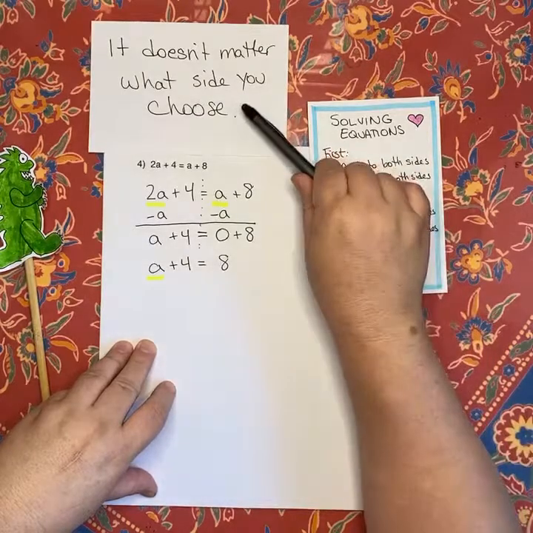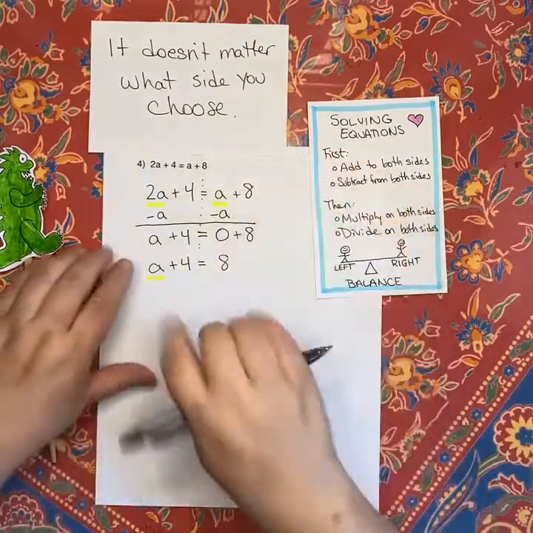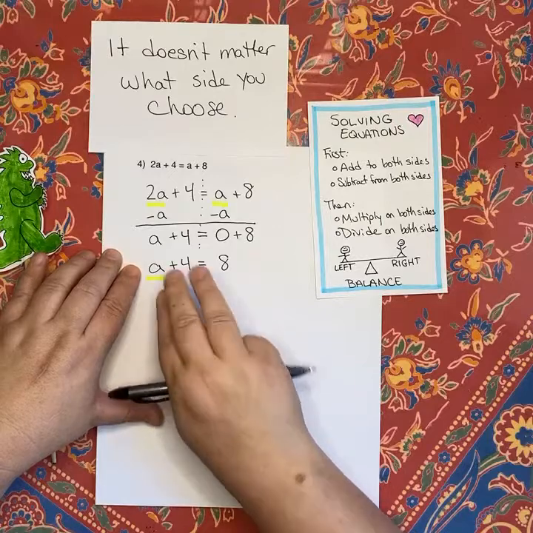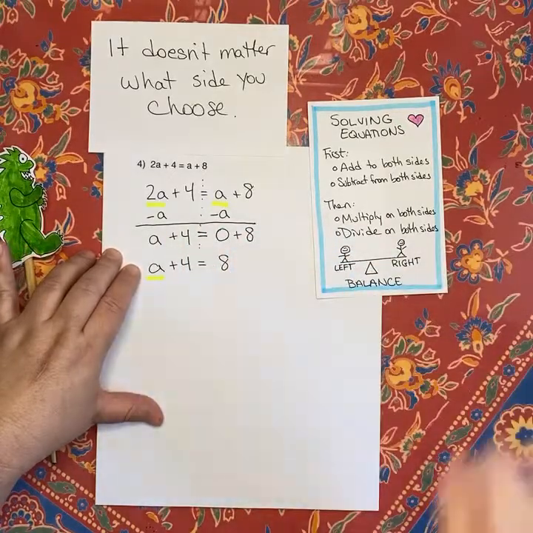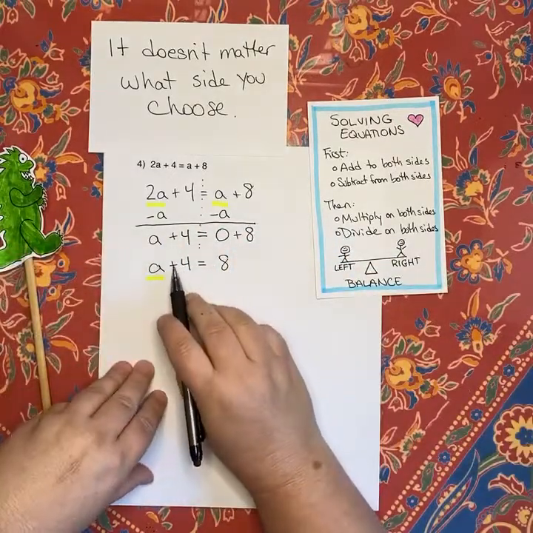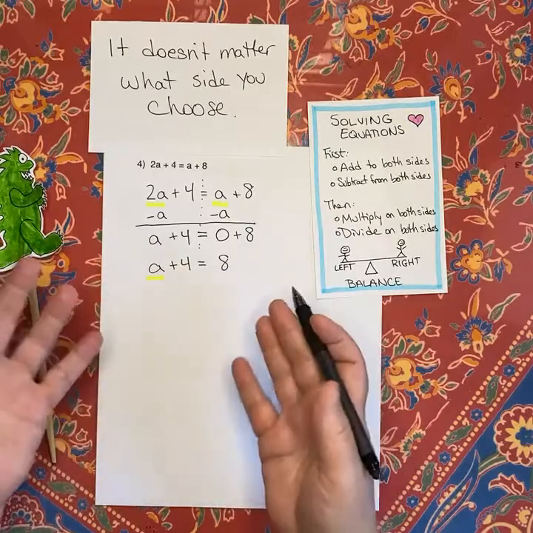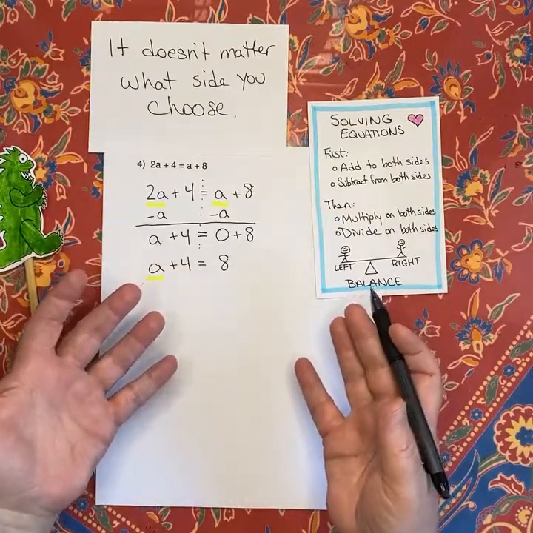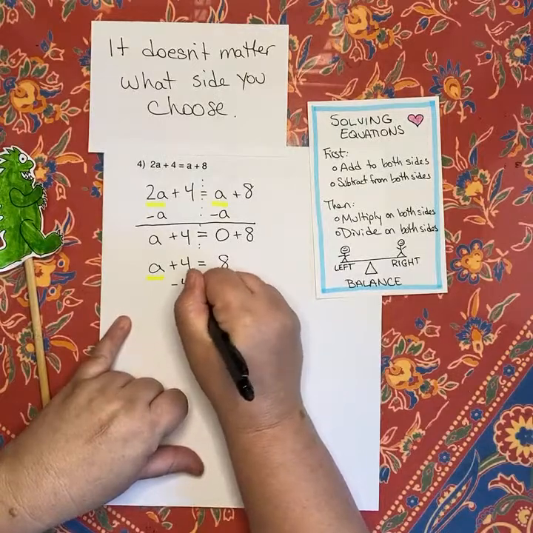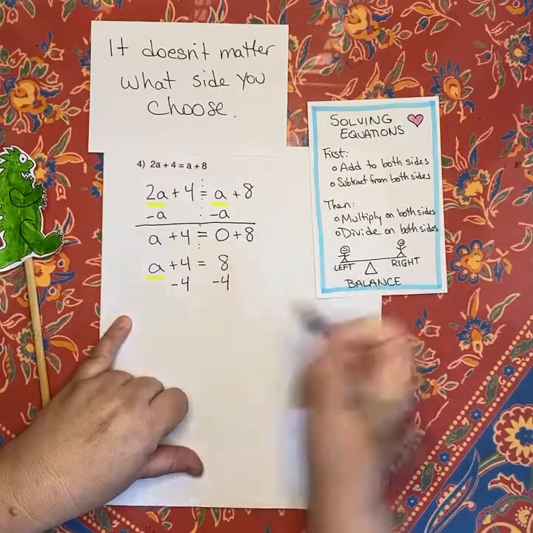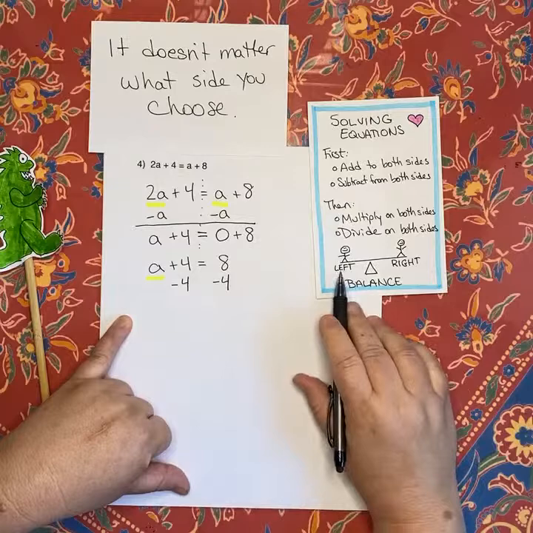And again, it doesn't matter which side you choose, but once the A's are over here on the left, we want to move the numbers, the constants, onto the right. So I want to move this. It's a plus 4. So what's the opposite thing from plus 4? You're right, minus 4. And I do that on both sides. See, it's on the left and the right, the left and the right.